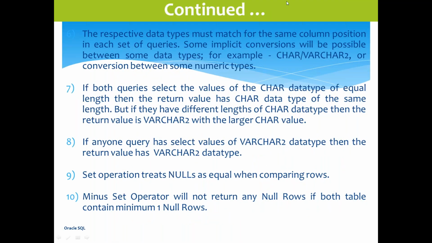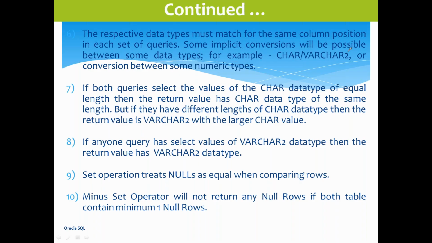Next, the respective data types. Here the data type point is mentioned: the respective data types must match for the same column position. So the first column of the first table in the first query, and the first column of the second table in the second query. Column number 1 and 1, 2 and 2, 3 and 3, 4 and 4, 5 and 5 should have the same data types. It can be char, varchar, string, string, numeric, numeric, date, date. That type of data type should be the same.